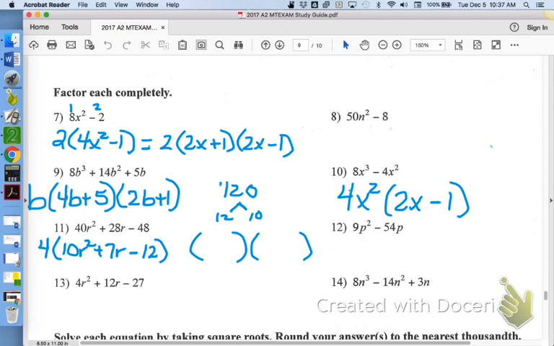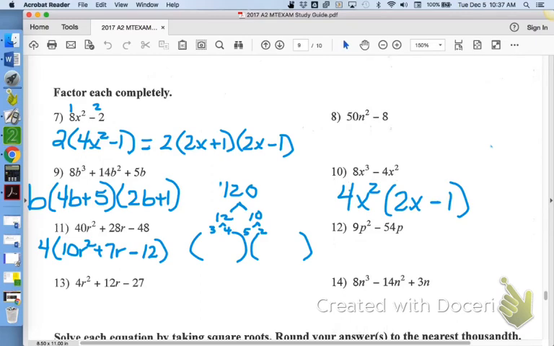12 and 10. That doesn't work. Break this down into smaller pieces. Maybe 3, 4, 5, 2. I got 20 and 6. That won't do. I got 15 and 8.